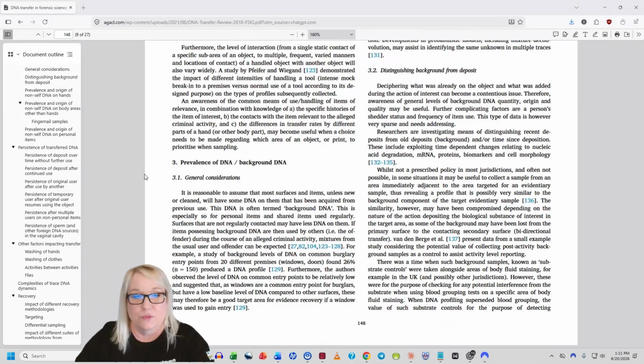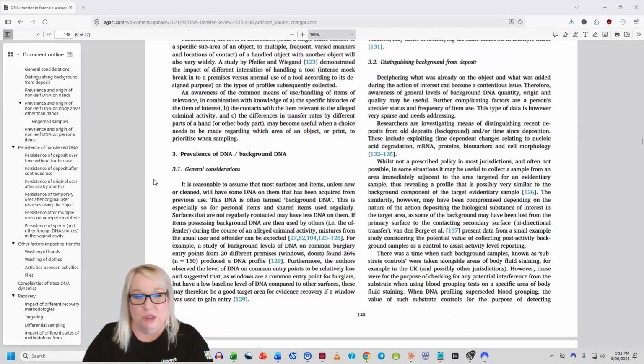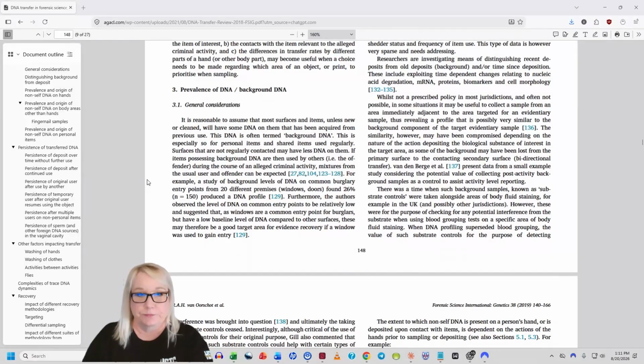Prevalence of DNA, background DNA, general considerations.